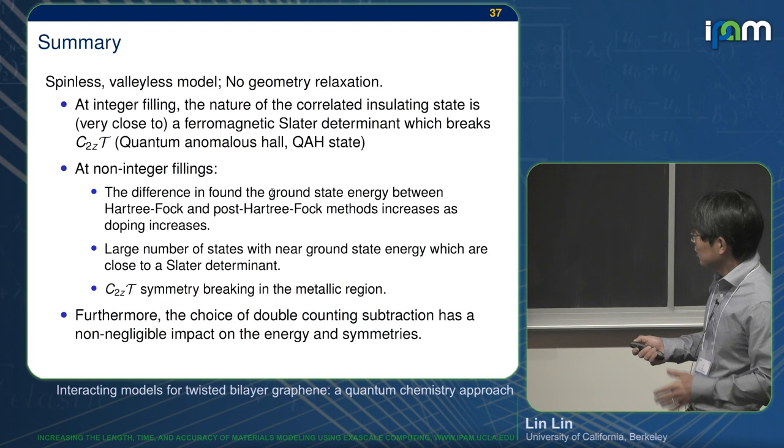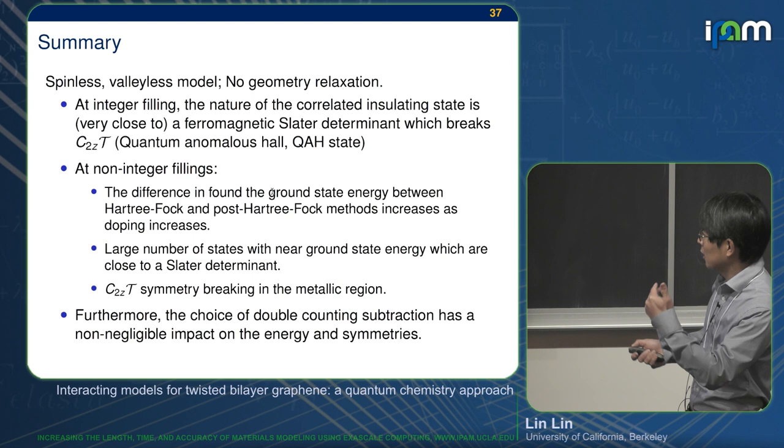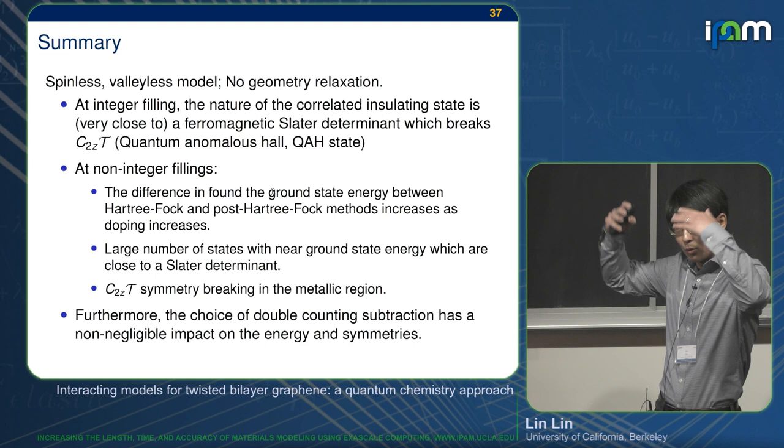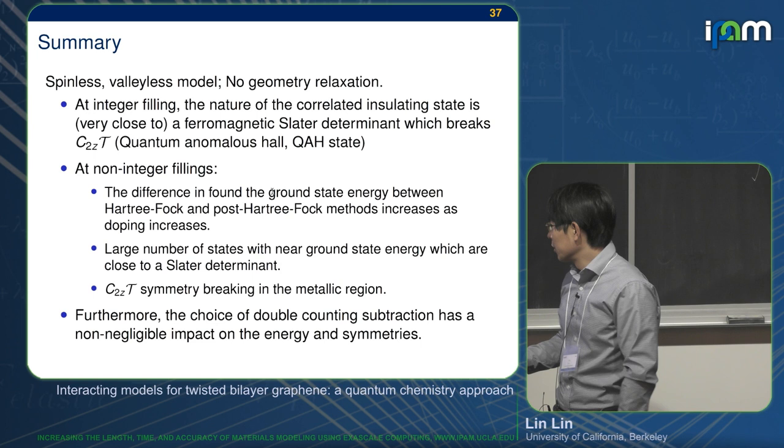There is some difference between the Hartree-Fock and the post-Hartree-Fock methods, and the difference increases as the doping increases. And there's a large number of states one needs to keep in mind. Maybe all of the states are physical to some extent, because if you do finite temperature calculations, pretty much all of them will be Boltzmann weighted. So you have a large number of states near the ground state, which are close to the Slater determinant. That is worth keeping in mind.